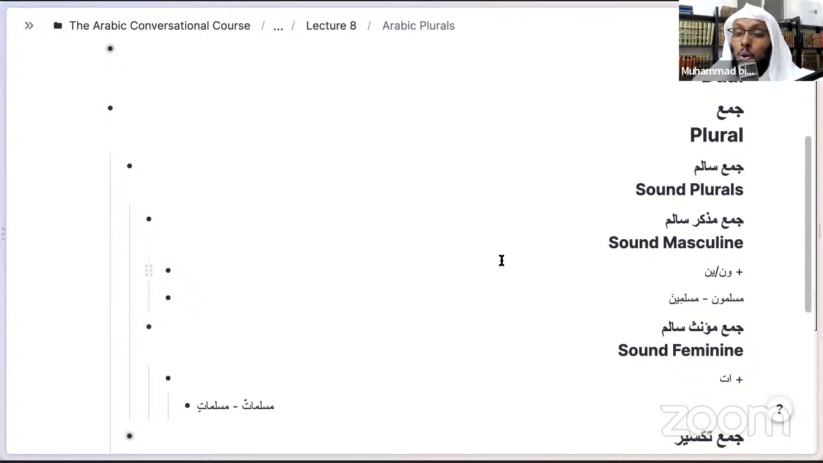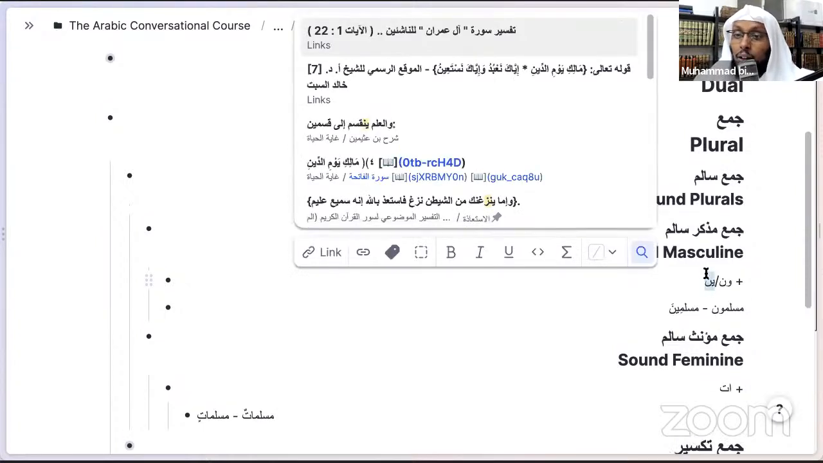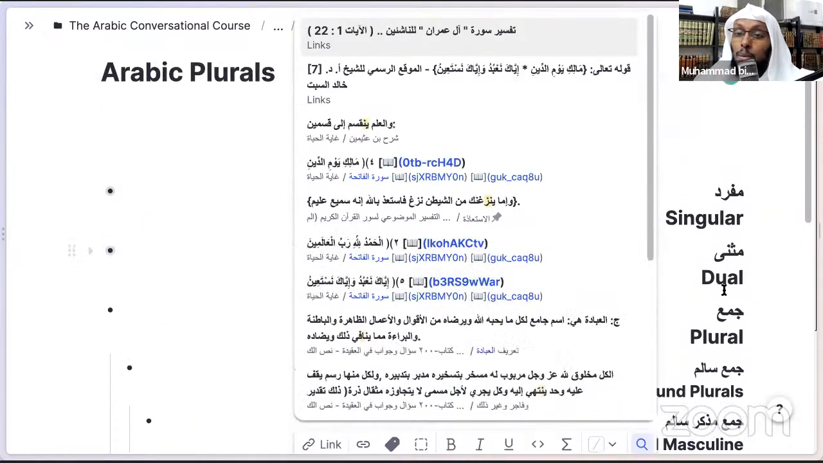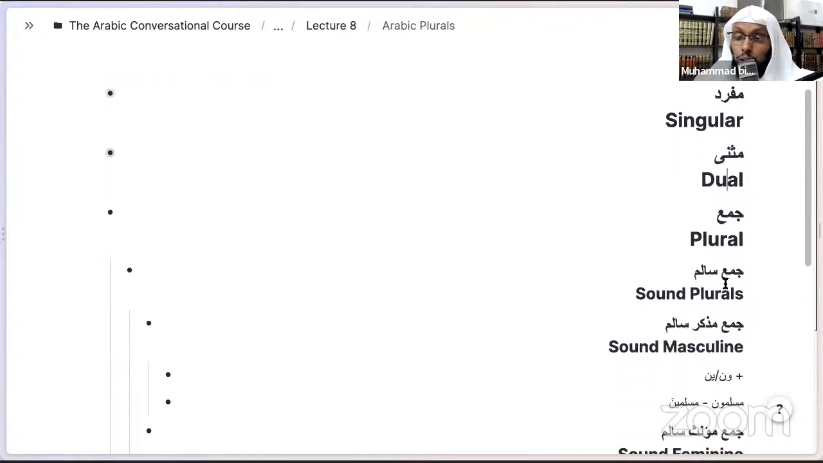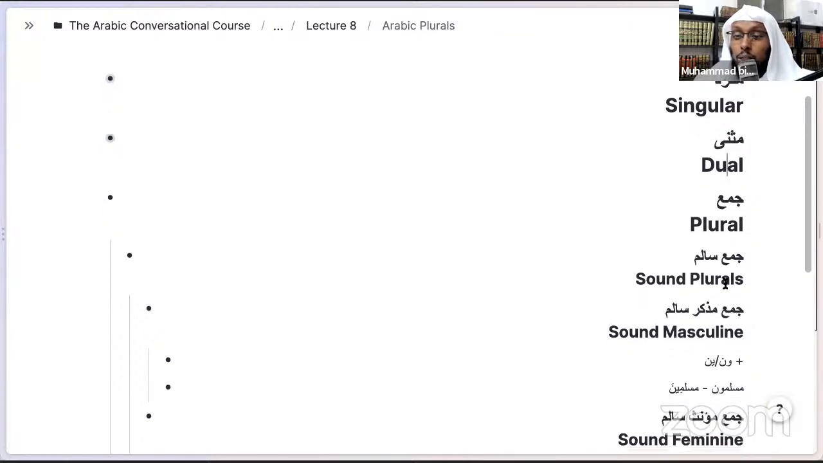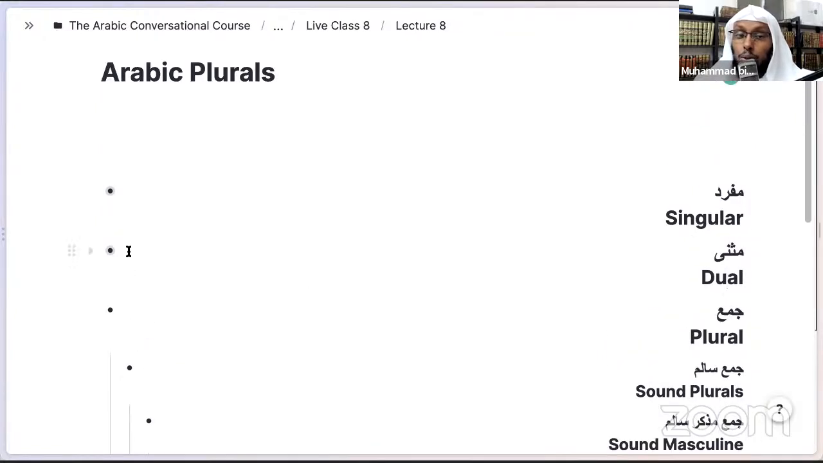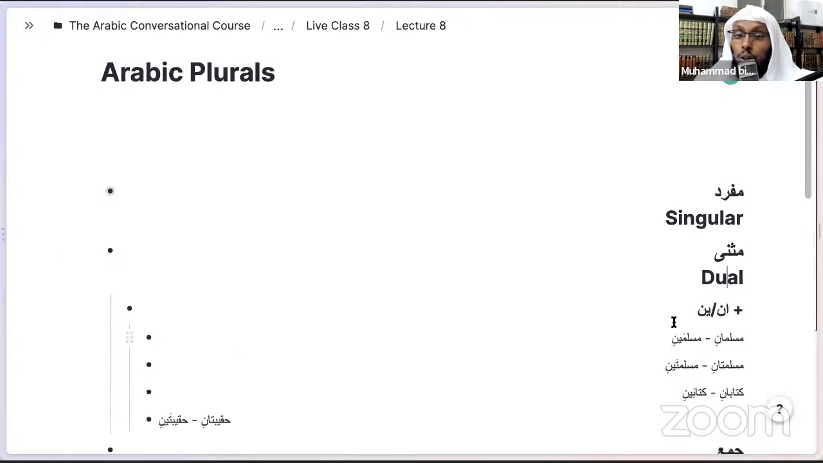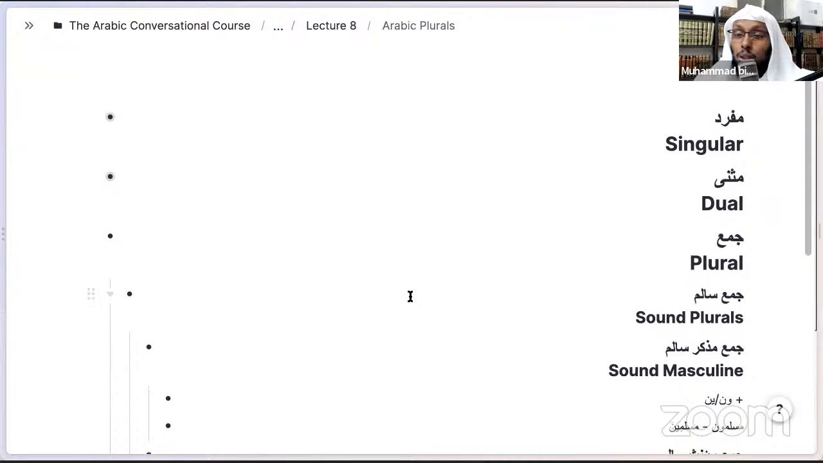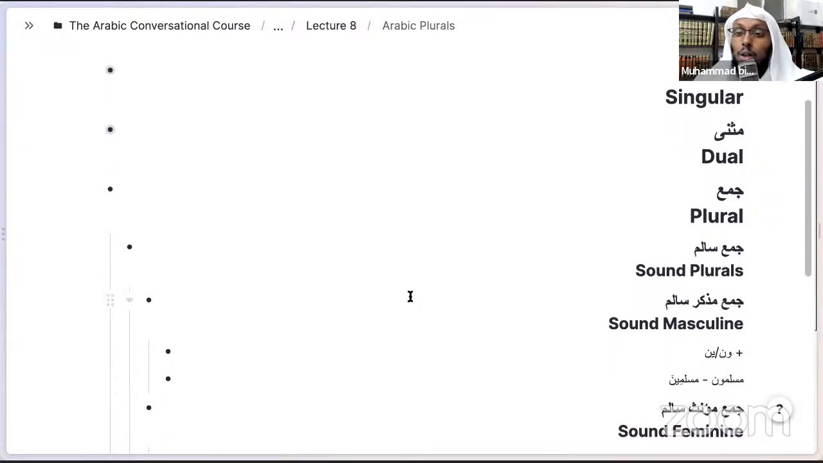Now question, what's the difference between the ya and noon that we use for sound masculine and the ya and noon that we use for al-muthanna or dual? Who knows the difference? Because now there's a bit of overlap here. We said sound masculine, add a ya and noon. Same thing with muthanna, we said you can add an alif and noon or a ya and noon. There's a little bit of overlap here. How do we know the difference? So that we don't get confused. Who knows?